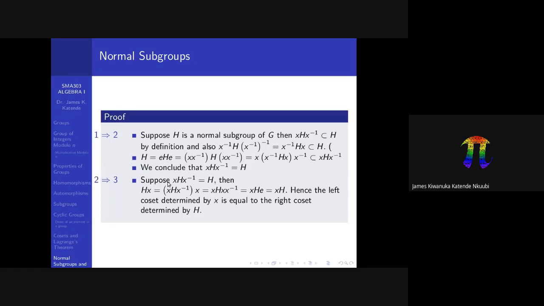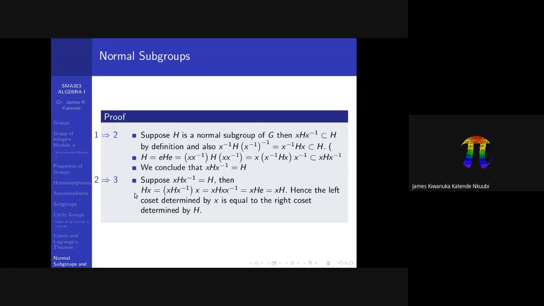So if 2 is true, that means if xHx⁻¹ is equal to H, we can use it as follows. We need to show that the left coset is equal to the right coset. So we just set up the right coset determined by x, which is xH, but 2 tells us that H is equal to xHx⁻¹. So I can replace H with xHx⁻¹, and then x and x⁻¹ will give me the identity. So the identity, I can lose it and I'm left with just xH.